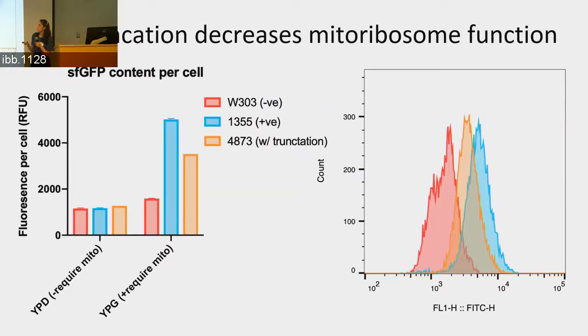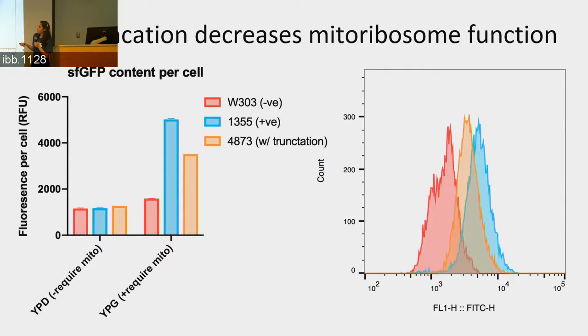And I grew these and ran them through the flow cytometer, which measures size and fluorescence per cell. So this is all on the single cell level. And here we have some flow cytometer results. So this is average fluorescence per cell in relative fluorescent units. And then these are the two media types, using YPD, which is glucose, and then YPG, which is the glycerol. And once again, the glycerol means we have to have functional mitochondria.